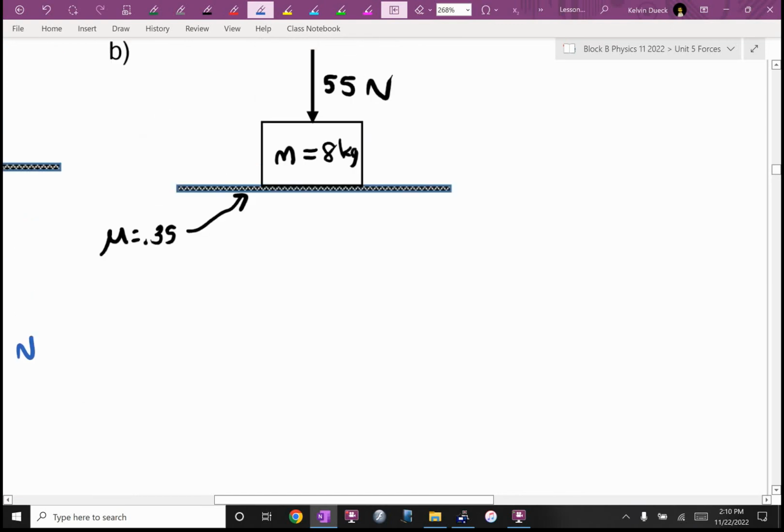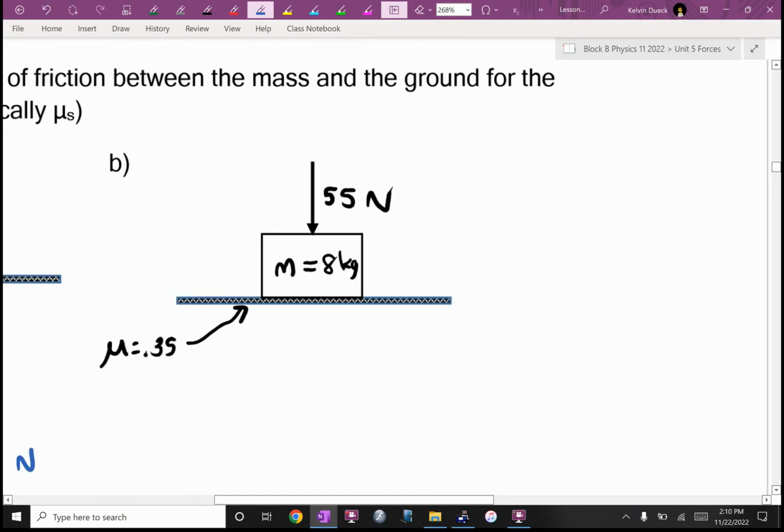Okay? What about situation B? Well, it still wants me to find friction. I still think it's going to be a good job for us. What are the forces acting on it? Jed, get the obvious one. Thank you for getting the obvious one. Good. What else? Bigger, smaller, or the same size as mg? Bigger. Why? You're correct. Because it's having to cancel out mg and what else? The 55. So the normal force, I'll exaggerate it, is going to be bigger.